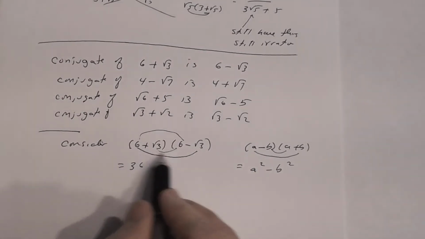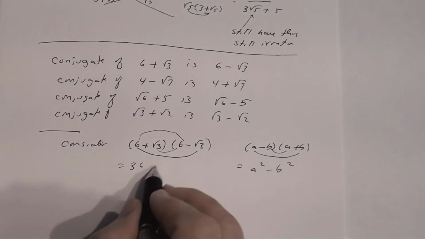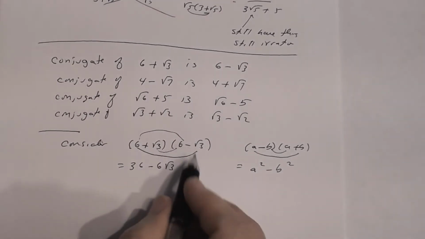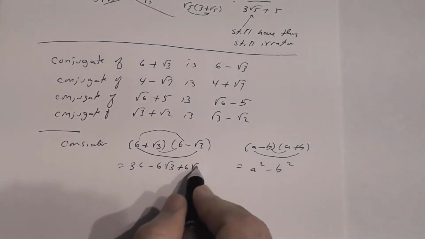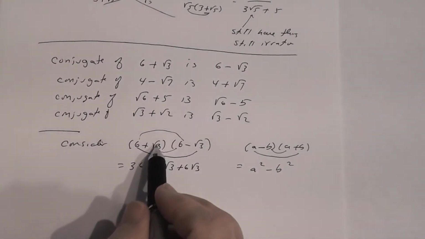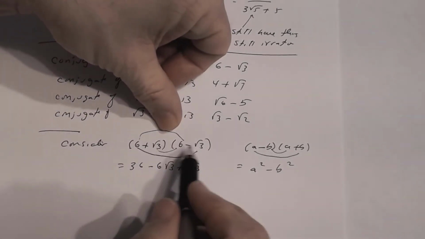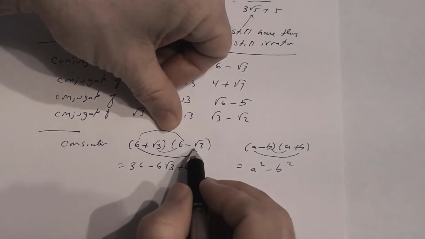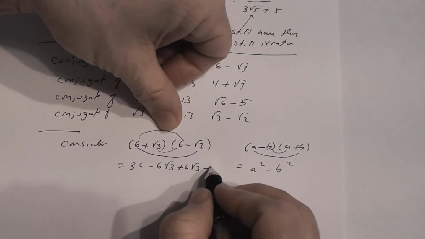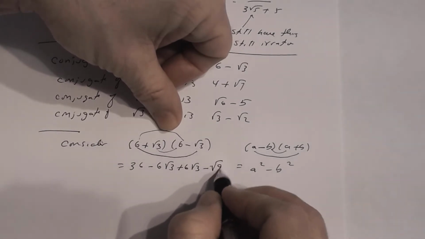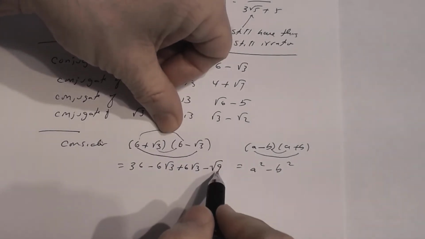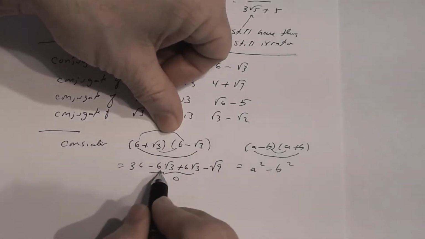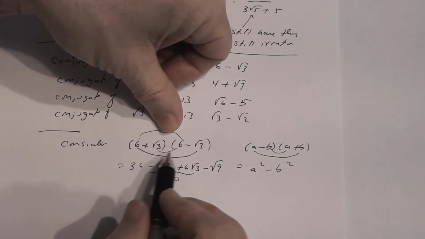So notice I get 6 times a negative square root of 3 is a negative 6 square root of 3. A positive square root of 3 times 6 is a positive 6 square root of 3. And then notice what I have here. It may help if you write this part out as well. A positive 3 times a negative 3 is a negative square root of 9, right? 3 times 3 is 9. Okay? And then notice this right here is 0.